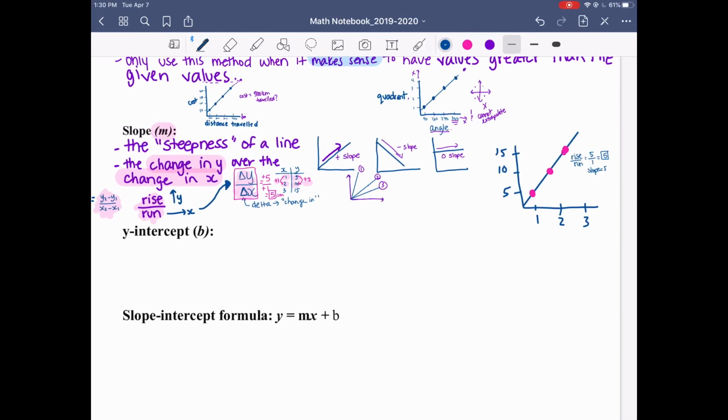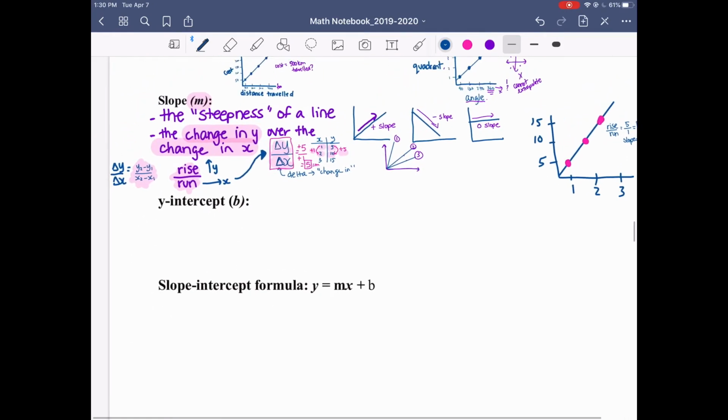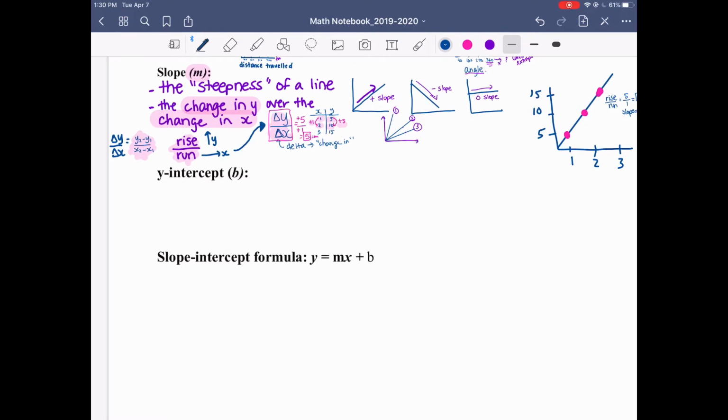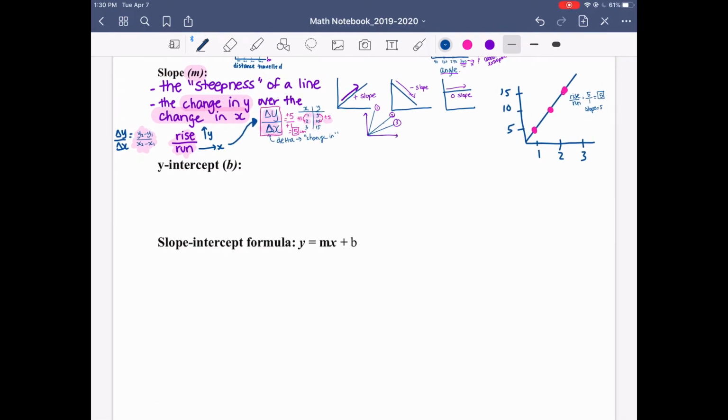Okay, so the slope of a line is how steep the line is, but it's also something that we're going to be having to calculate using one of the three formulas.